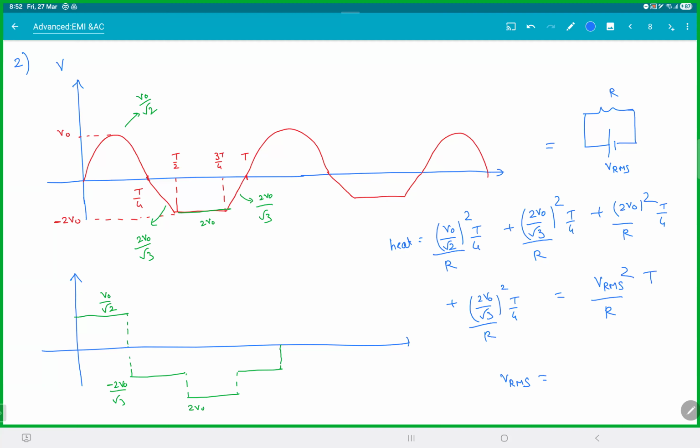So for a sine function, triangle function, you can just put the RMS value of that, replace it with DC batteries, and just get the heat and you're done. That's the trick there, if they give you a combination of these different weird functions.